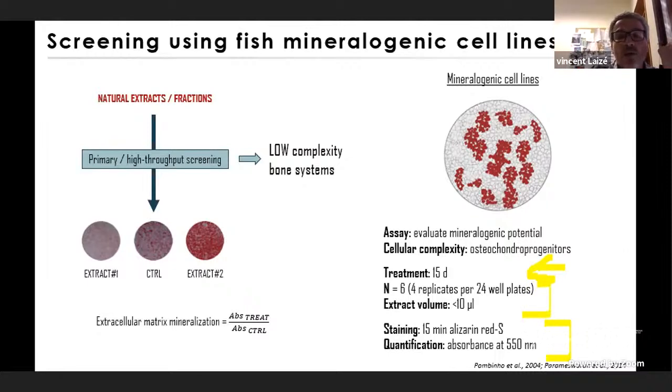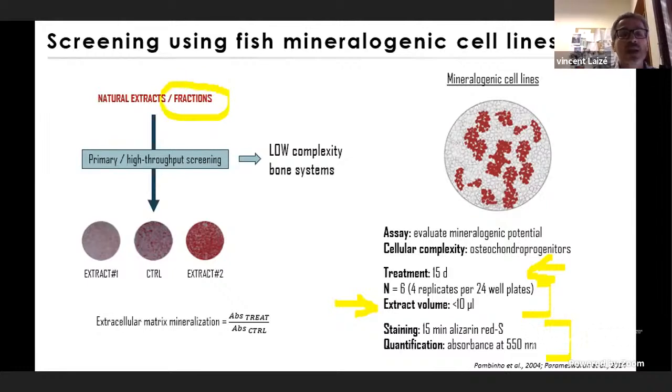One good thing about that system also is that we use a very small amount of each extract, and in some cases that is very critical because sometimes we have collaborators that send us milligrams of product, of compounds, while we would need in some cases more grams. So these mineralogenic cell lines are part of the first step in the pipeline, the screening of the extracts or the more complex fractions. And what do we get?